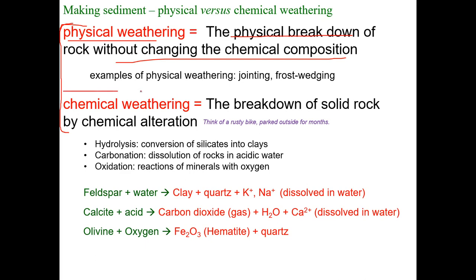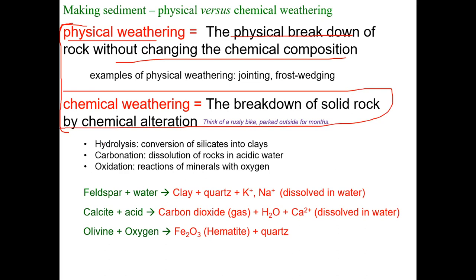Chemical weathering is any process that breaks down solid rock by chemical alteration. Those are things like hydrolysis, where the water is reacting with the rocks to form clays, and the clays kind of crumble and fall apart. There's another process called carbonation, the dissolution of rocks in acidic water. You might remember that I mentioned many times that calcite is very susceptible to chemical acidic attack. Carbonation is a very common way that calcite and limestones are broken down. There's oxidation, the reaction of minerals and rocks with oxygen, which forms hematite.